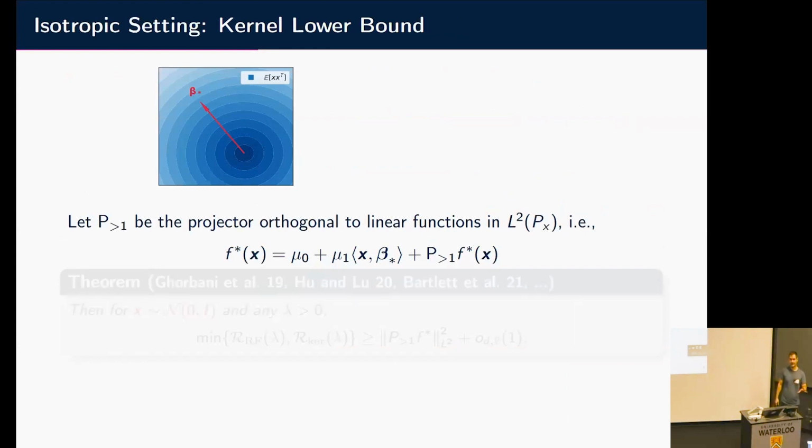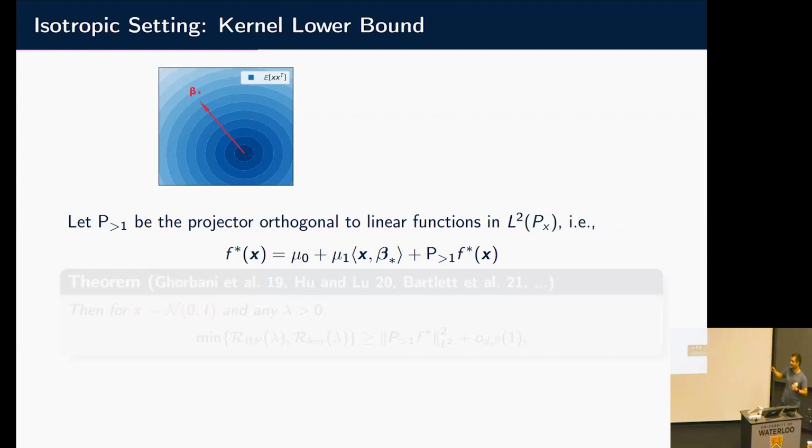Now, this slide may be a little bit complicated, but the takeaway message is as follows. I'll first tell you what it is and then do it in math. This is saying that kernel methods can only learn linear functions in the proportional regime when the input is isotropic. Kernel methods can only learn linear functions.